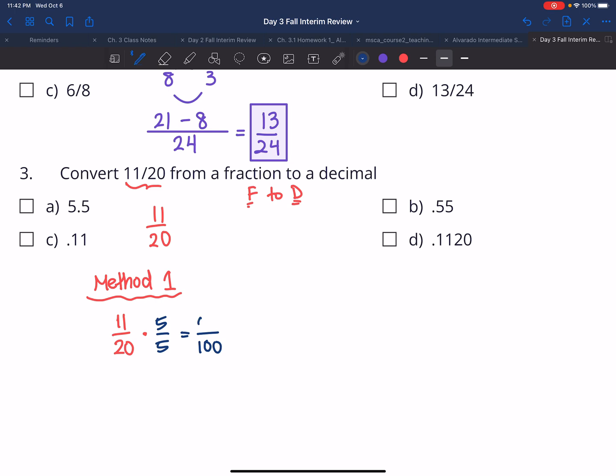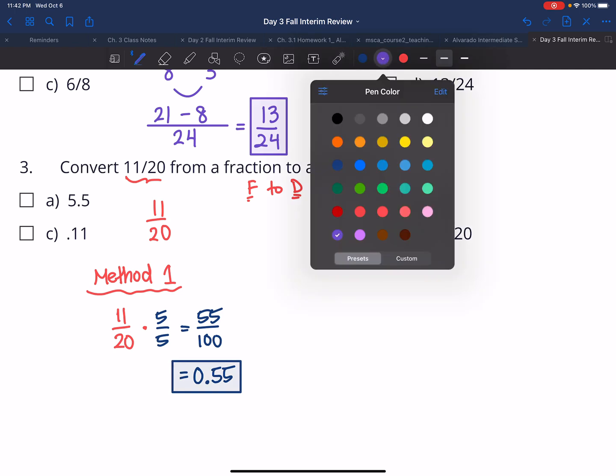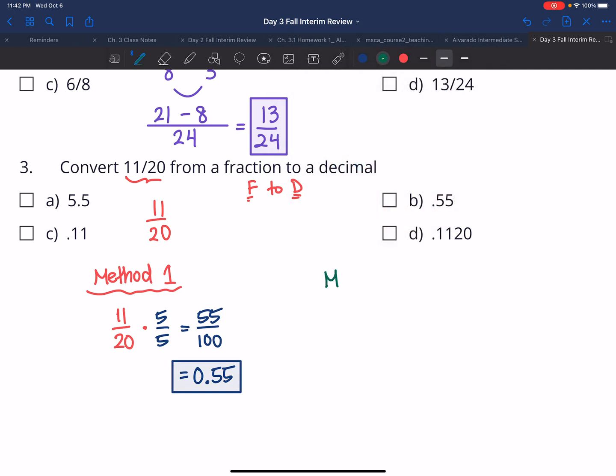11 times 5 is 55. If I know 55 over 100, then that just tells me it's 0.55. Thinking about cents, right? It's 55 cents. So that is method 1. So I can try method 2. Method 2 would be with long division. You take 11/20. You can say long division.